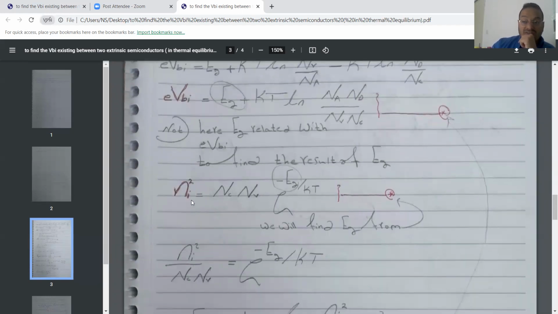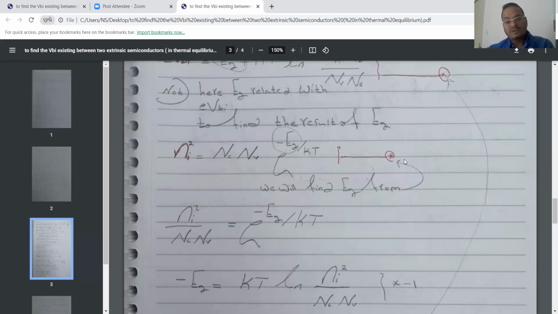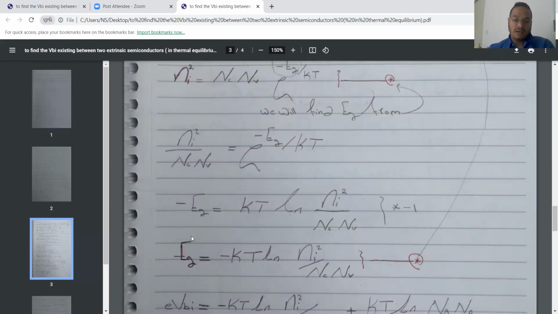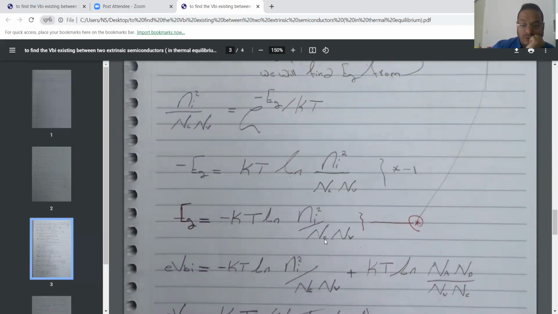Okay, let's start from intrinsic carrier concentration squared equal effective density of electrons dot effective density of holes at the valence band, exponential minus energy band gap divided on Boltzmann constant temperature. We will find the energy band gap from this equation. Let's divide by NC NV here, and after that take ln of all of that and multiply by -1. That means here energy band gap equal minus kT ln intrinsic carrier concentration squared divided on effective density of electrons dot effective density of holes. To cancel this minus, we put NC NV up, and the intrinsic carrier concentration squared will be at the bottom.